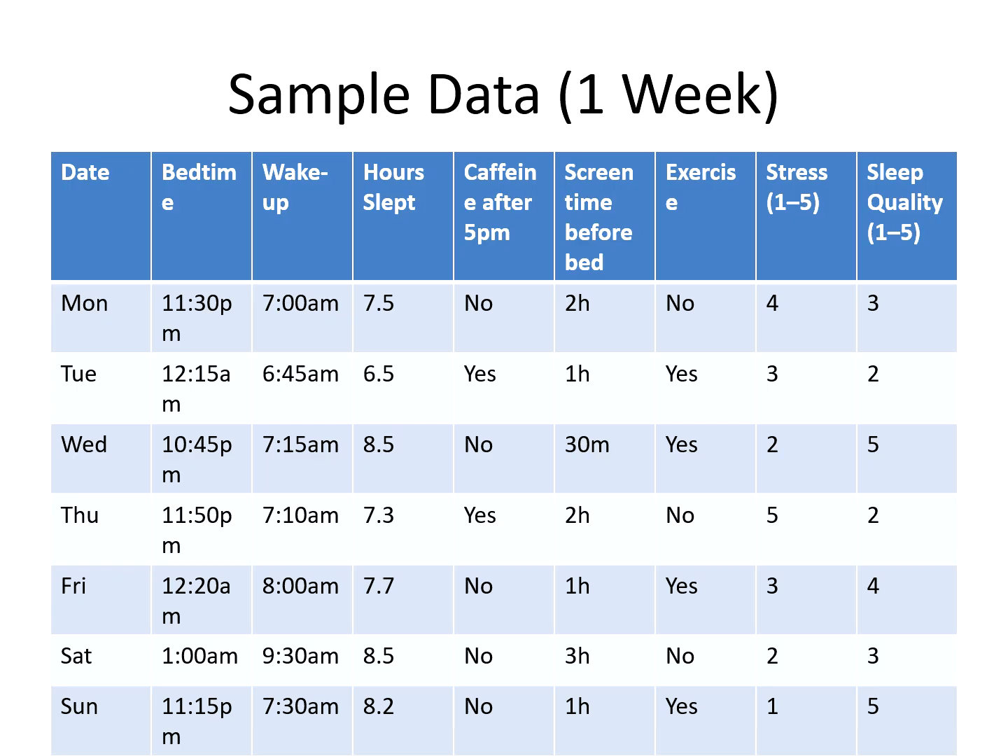You can see the days you have more hours slept with no caffeine, only 2 hours screen time, no exercise, stress level was very high, number 4, and your sleep quality from 1 to 5 was 3. On a good day, you can go to bed at 11:50 p.m., which is considered late. Wake up at 7:10.